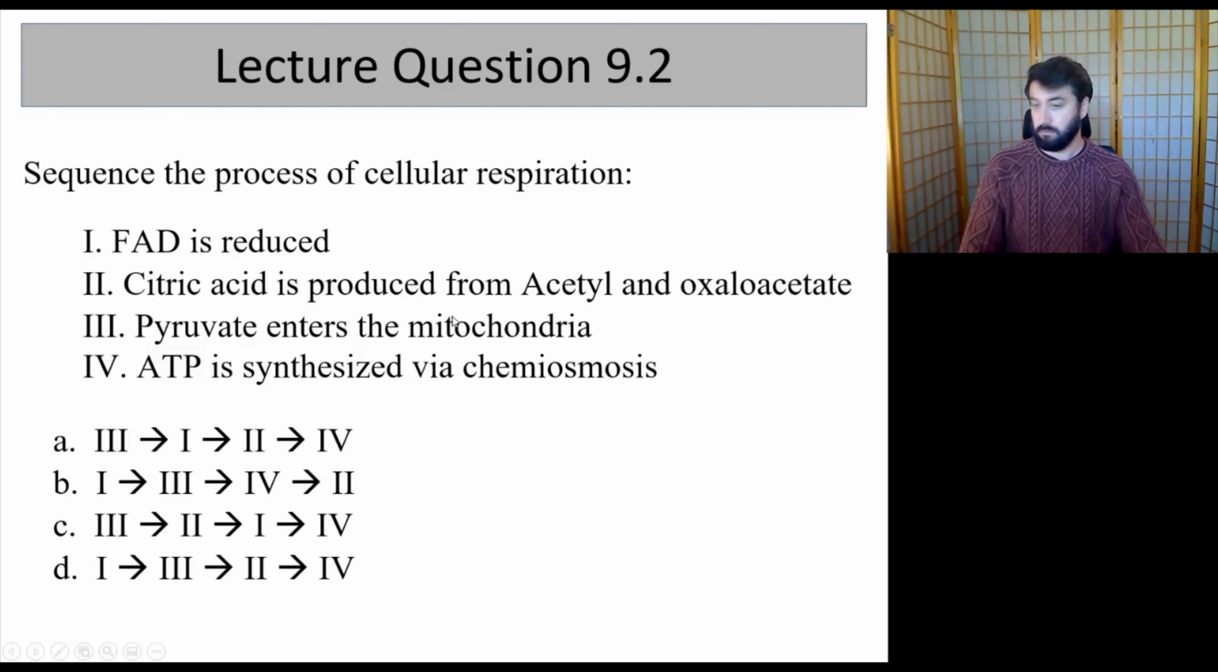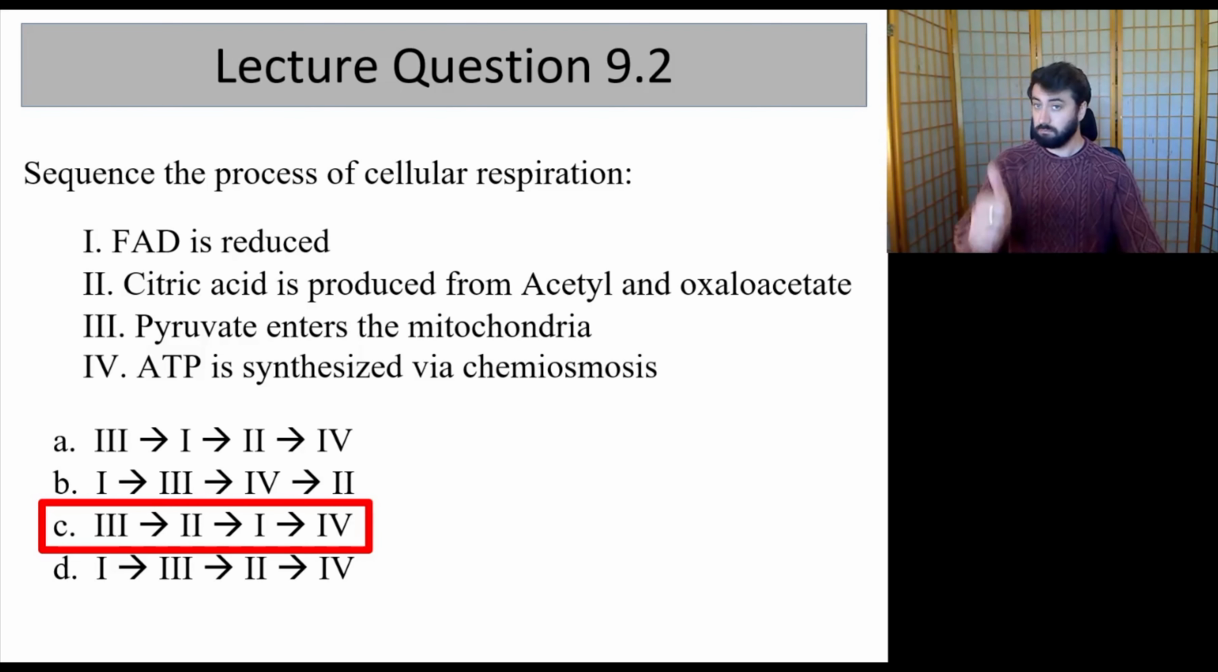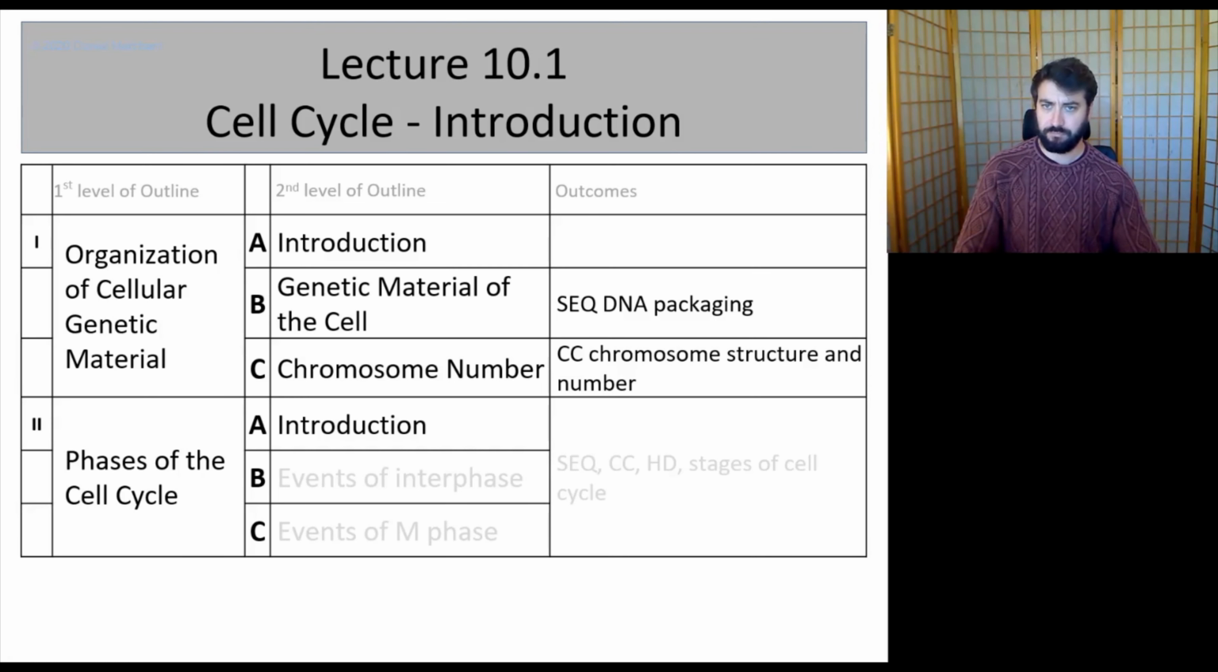Okay, so what was the answer? C. If you said C, you're correct. Nice. And if you didn't say C, what you're going to want to do is go back, check your organizer, pull up the content about sequencing the whole process of cellular respiration, and double check that you actually have these processes on your organizer. Then you can use that to try to answer the question if you're still unsure. All right, now let's move on to the content for today.